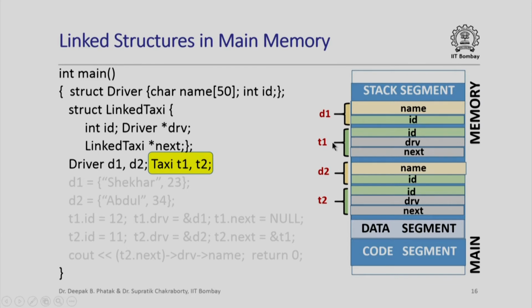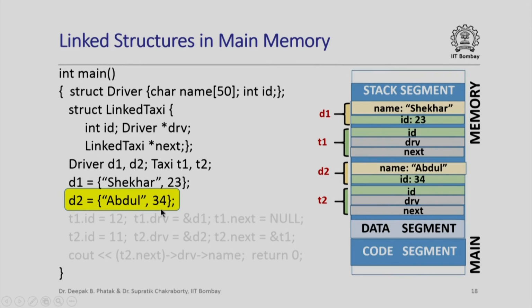So here the space for T1 will have space for ID, space for DRV which is basically a pointer, and also space for next which is also a pointer. Now suppose I execute this assignment statement, D1 is assigned Shekhar, 23. Then in the space allocated for D1, the string Shekhar will be copied in the space for the member named name, and 23 will be copied in the space allocated for the member named ID. The assignment statement D2 is assigned Abdul, 34 will result in a similar copying of the string Abdul and 34 in the spaces allocated for the respective members of the variable D2.